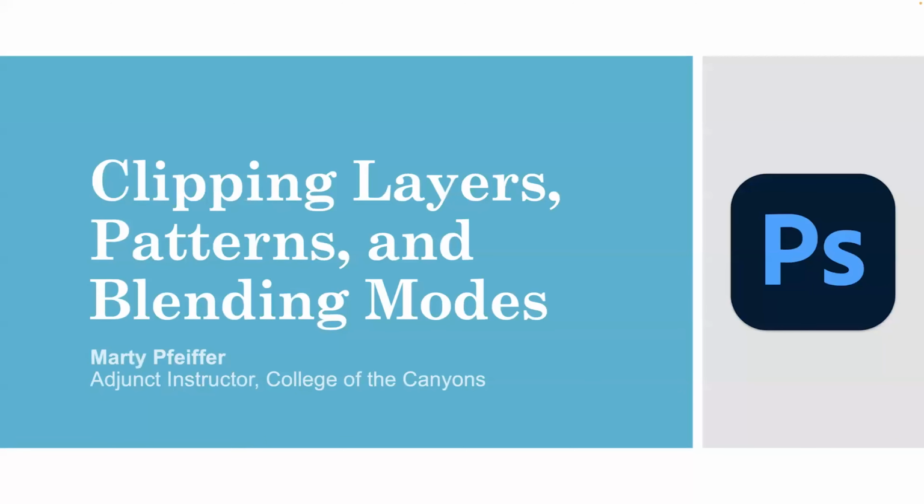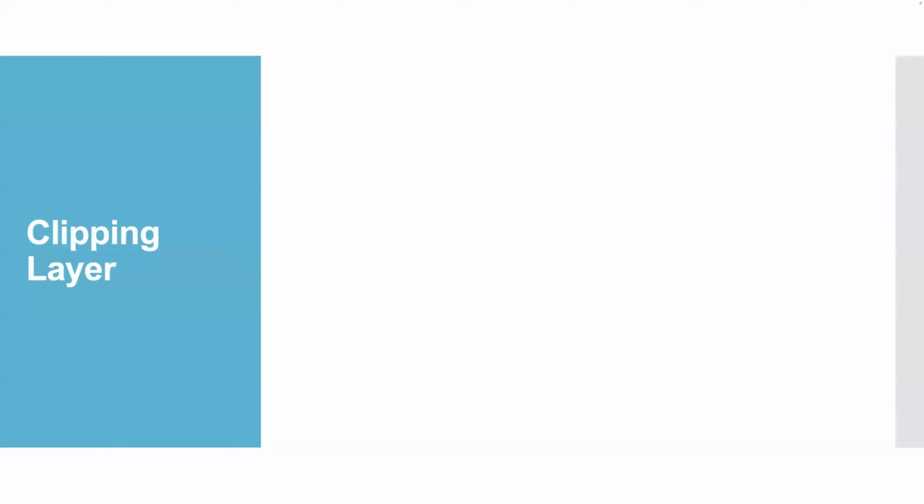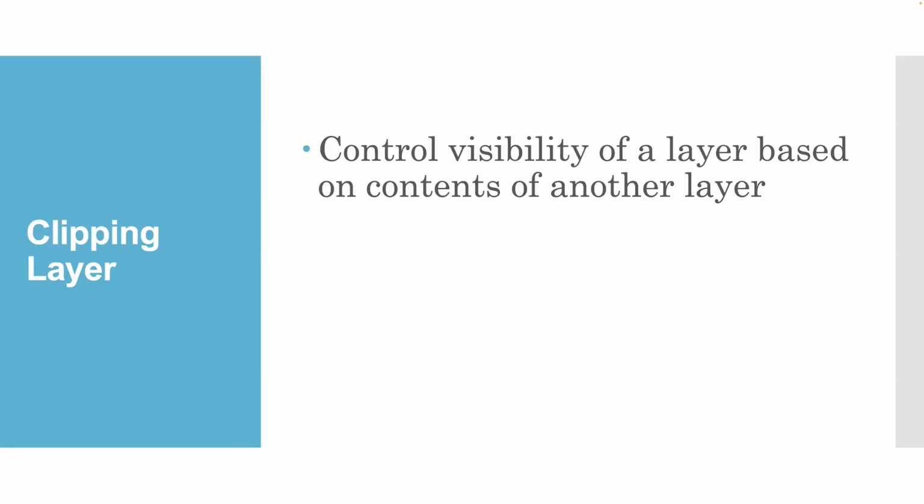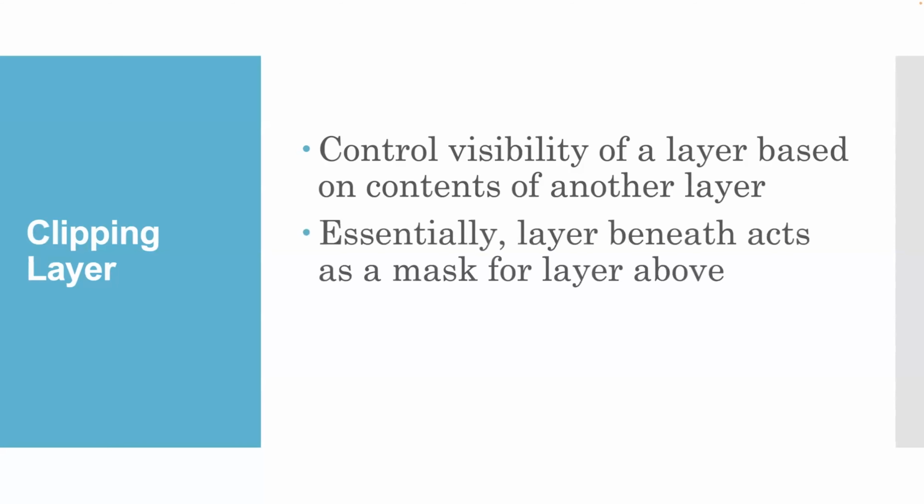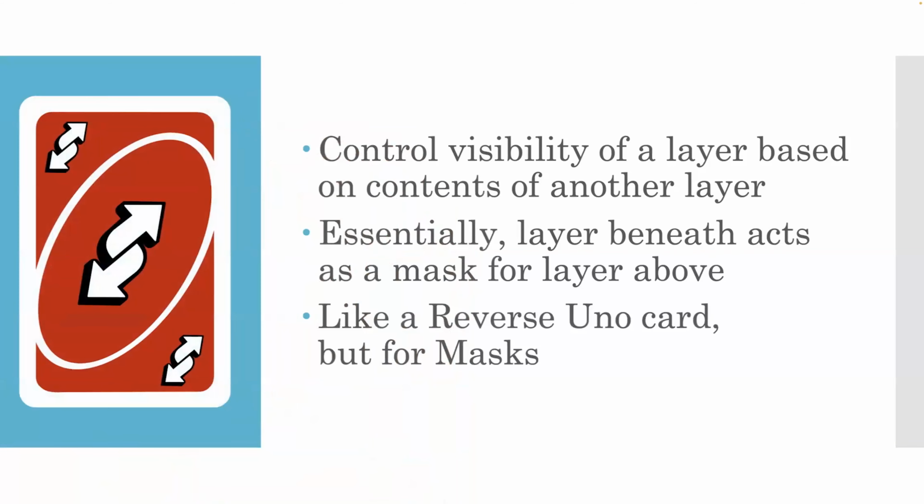And that leads us into clipping layers, patterns, and blending modes. So what is a clipping layer? What it really does is it controls the visibility of a layer based on the contents of another layer. Essentially, a layer beneath acts as a mask for the layer above. It's like a reverse Uno card, but for masks.